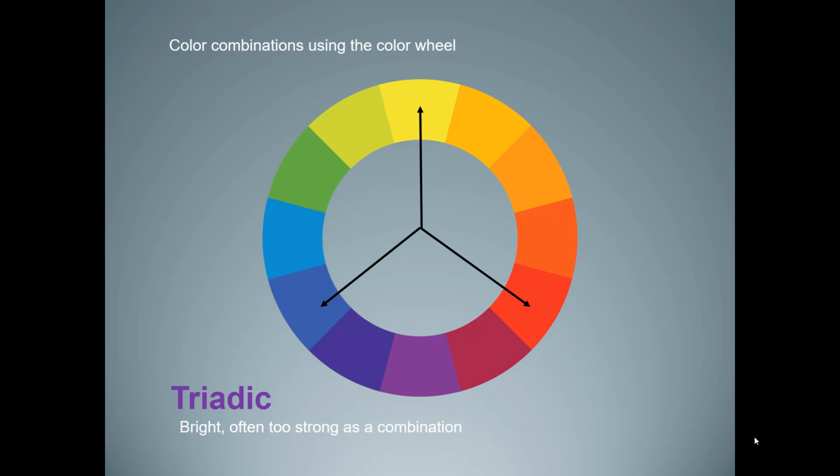Triadic colors form a triangle in the color wheel. They're bright and often too strong as a combination. Sometimes you want to separate those colors by white, such as red and blue, which don't always go well together. You want to separate those by white.